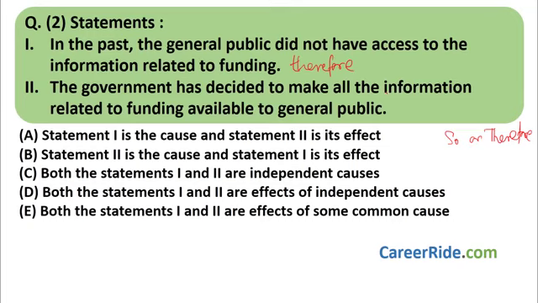Let us try the other way around. Government has decided to make all the information related to funding available to general public, therefore in the past the general public did not have. This does not make sense, right? So only the first type which we did, that is first sentence, therefore second sentence, this makes sense. So that means that sentence before therefore is nothing but the cause and this is the effect, okay. So statement 1 is the cause and statement 2 is its effect. See how easy it is. Moving to the next question.